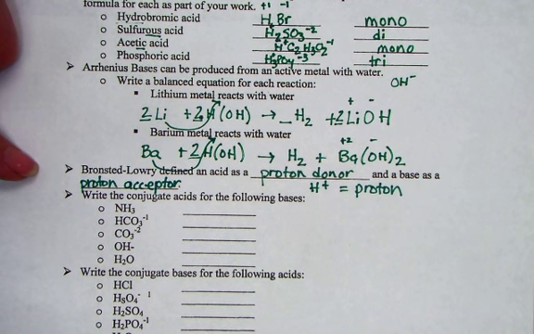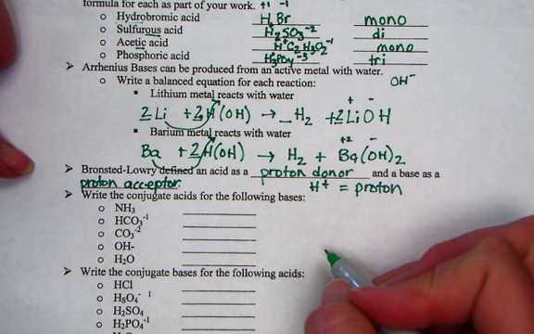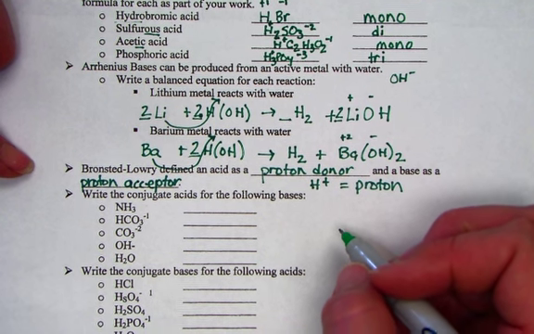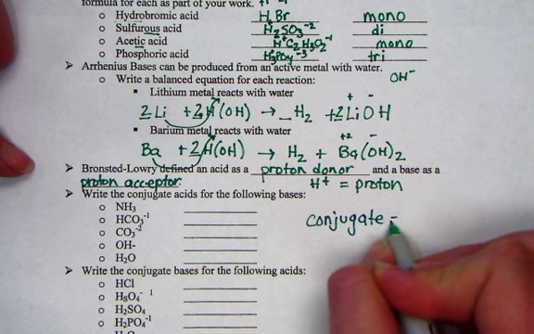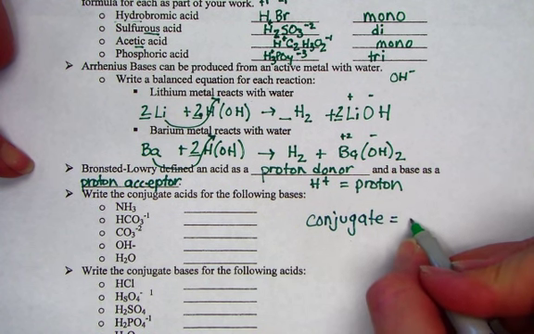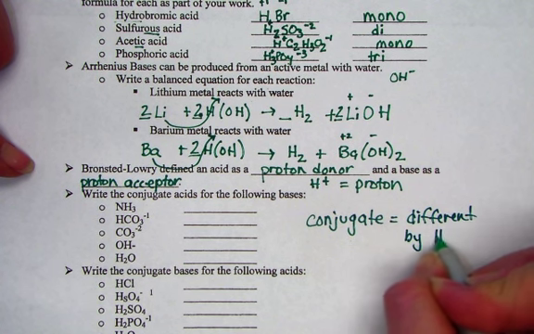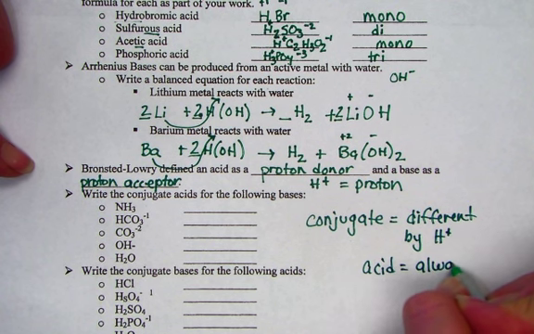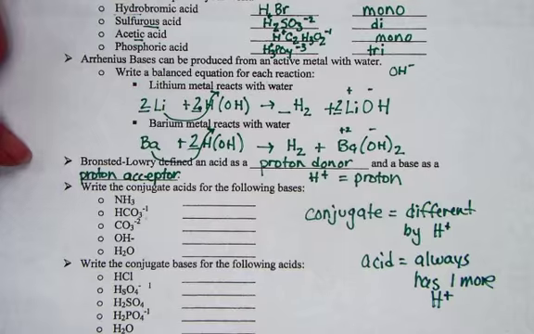And with the Bronsted-Lowry acid-base theory, we talk about conjugate pairs. For every acid, we have a conjugate base, and for every base, we have a conjugate acid. Conjugates simply differ by one hydrogen ion. So if I have a conjugate pair, they are only different in their formula by one hydrogen ion. And remember, the acid always has one more hydrogen. So some good notes there on the side.